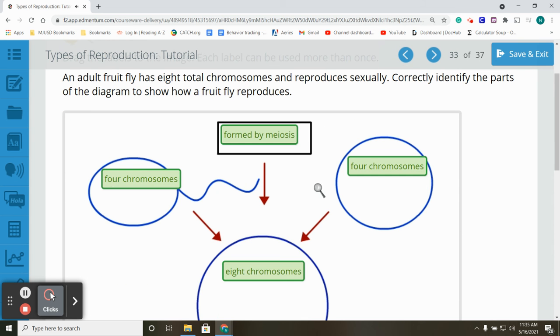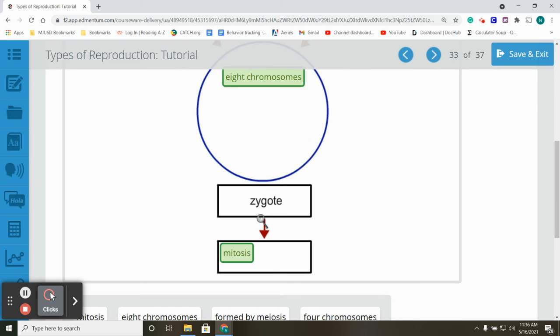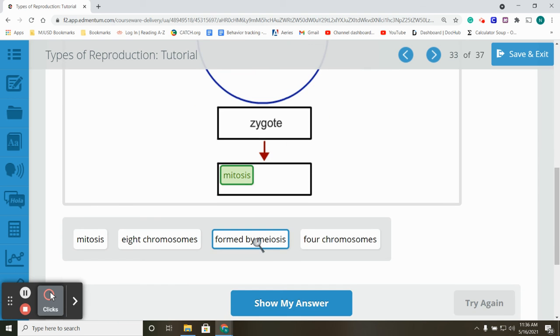So 4 chromosomes and 4 chromosomes, 4 for the egg, 4 for the sperm. They form by meiosis. These two come together to make 8 chromosomes in what is called a zygote. And then the zygote cells continue to reproduce through mitosis.